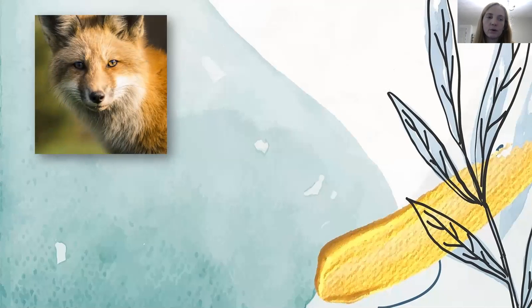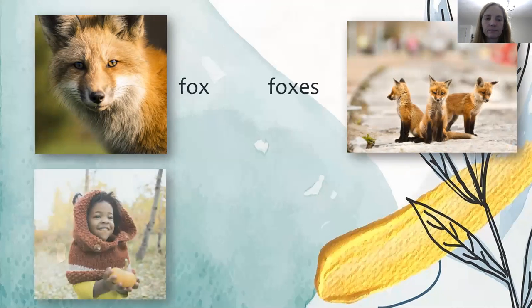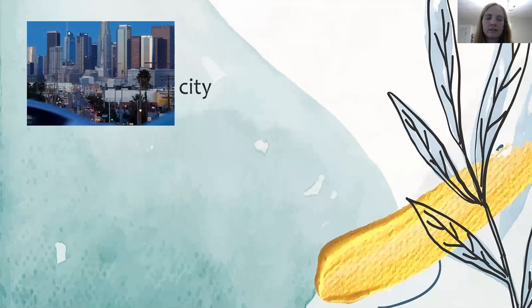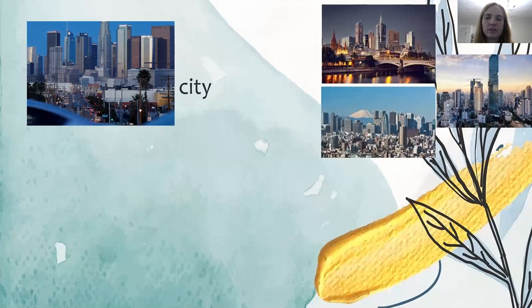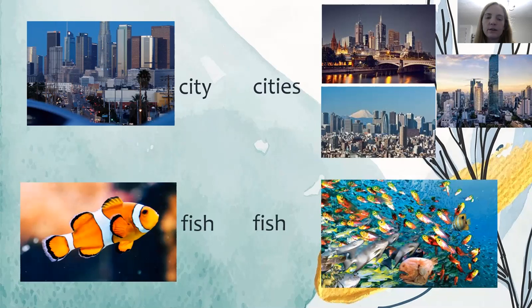A wolf or a fox. So if you think of this as a fox, it changes to foxes. If it's a wolf, it changes to wolves, but it's a fox. Foxes. Child becomes children. City becomes cities. Because it ends in a Y, we add the IES. Fish, remember this is a special one, becomes fish. It does not change. And that's it for how to form plurals for today.